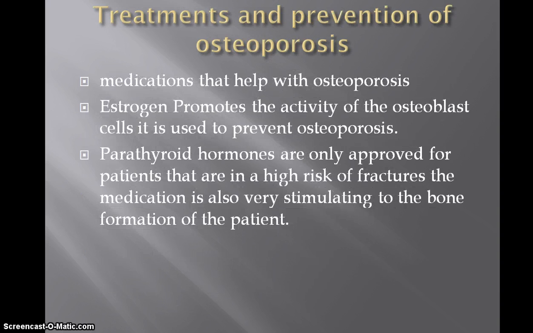Treatments and prevention of osteoporosis. Medications that help with osteoporosis include estrogen. Estrogen promotes the activity of the osteoblast cells. It is used to prevent osteoporosis. Parathyroid hormones are only approved for patients that are at high risk of fractures. The medication is also very stimulating to the bone formation of the patient.